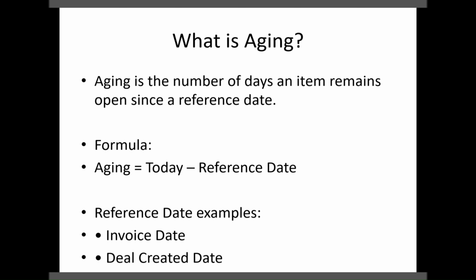What is aging? Aging is the number of days an item remains open since a reference date. In simple words, how long something has been pending. The formula would be aging equals today minus reference date. The reference date can change based on the business scenarios. It could be invoice date, deal created date, ticket open date, etc.